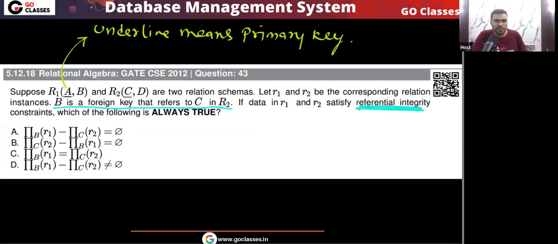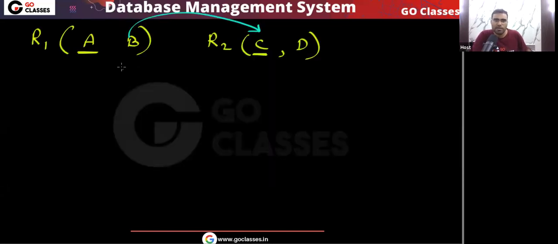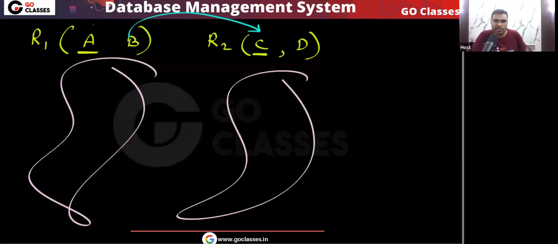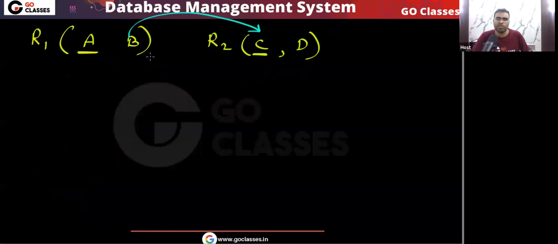Now the question is saying that we have R1, R2, which are instances. So there is an instance of capital R1, and there is an instance of capital R2. Now, the question is saying the data in R1, R2 satisfies referential integrity. What does that mean? Can anyone tell me? That means every value here should be here also. Do you agree with me?